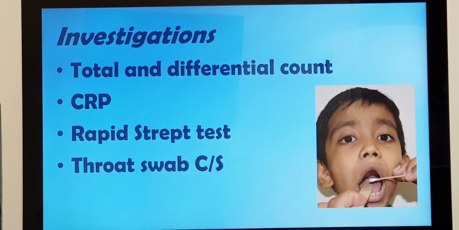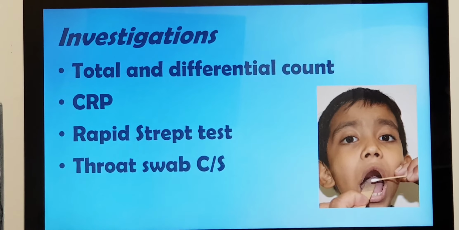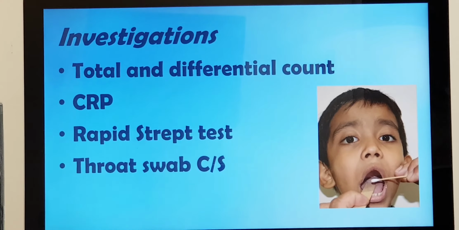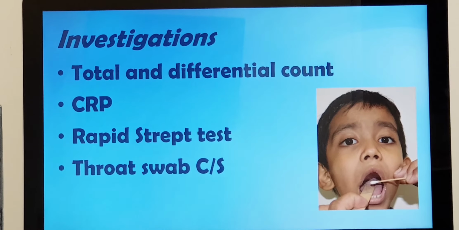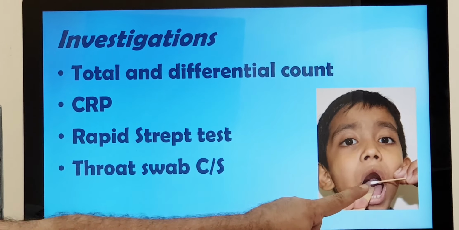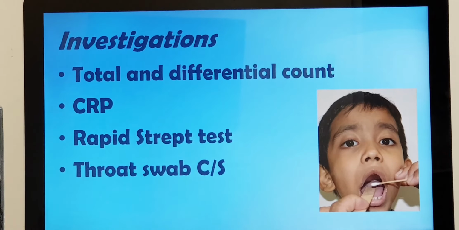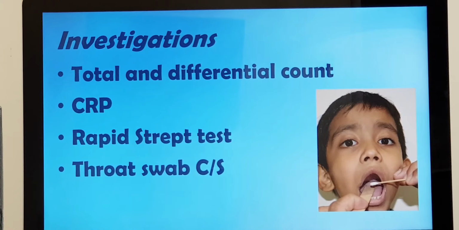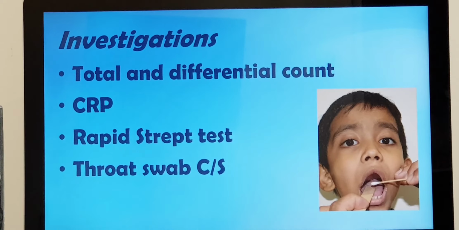In that case, we have a specific test for that and the report comes very fast within 20 minutes. That is why it is called a rapid test, rapid strep test. And likewise, in case of recurrent infection, we would like to take a throat swab from that lateral pharyngeal band, so that we come to know which bacteria is involved and which antibiotic can be given against that.